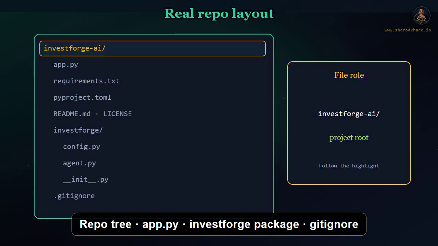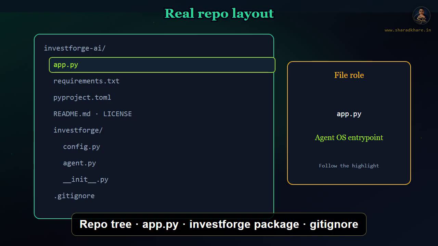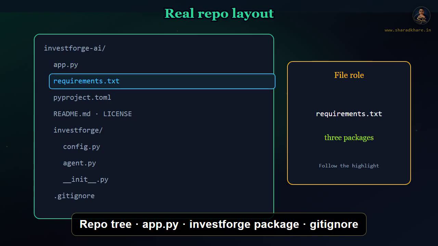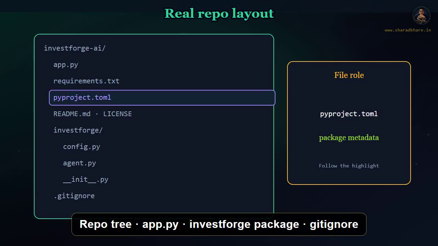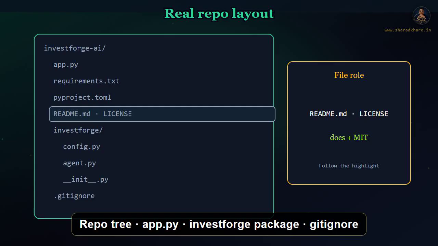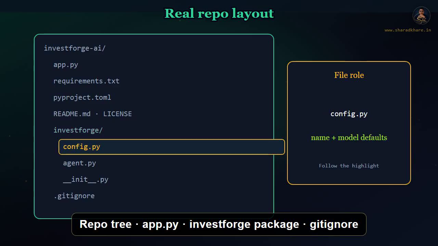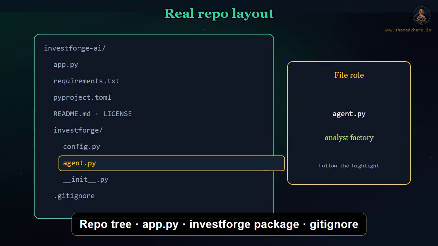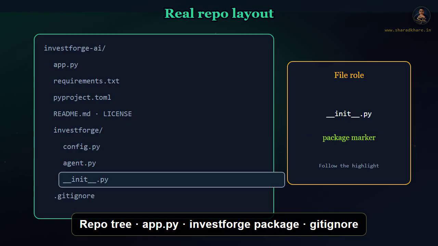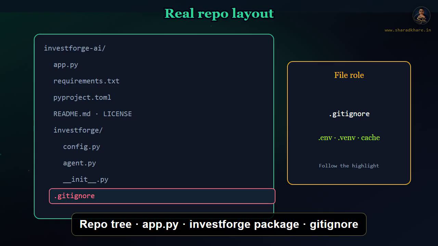First, look at the real code layout from the GitHub repo so nothing feels mysterious later. You will see app.py. That file boots Agent OS, pyproject.toml, readme, and an InvestForge package folder. Config.py for defaults, agent.py for the analyst factory, and a tiny init file that marks the folder as a Python package. Python cache and .env secrets, so API keys never get committed by accident.